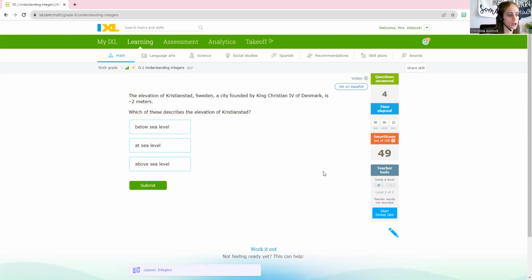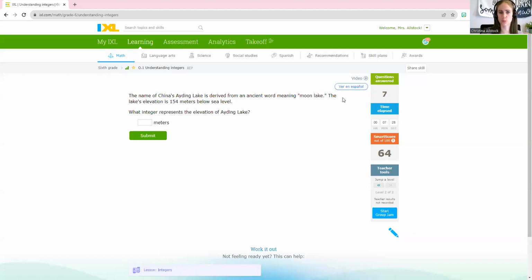The elevation in Kyrgyzstan, Sweden, a city founded by King Christian IV of Denmark, is negative 2 meters. Which of these describes the elevation of Kyrgyzstan? Well, if it's negative 2 meters, we know that's going to be decreasing. That means it's below sea level, and sea level is considered 0. So you have a positive elevation above or a negative elevation below. So if we're at negative 2 meters, that means we are below sea level. For something to be considered at sea level, it would have to be exactly 0. And any positive representation would be above sea level.